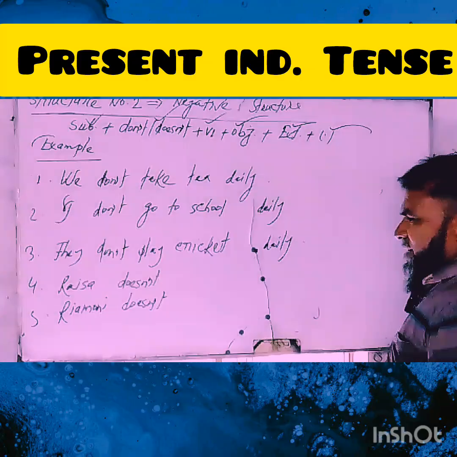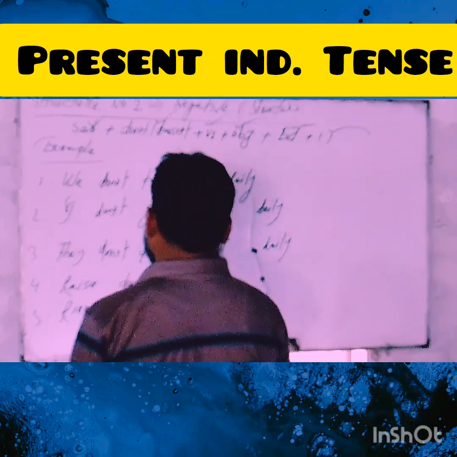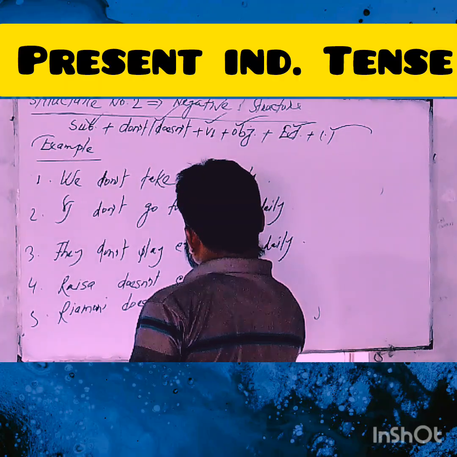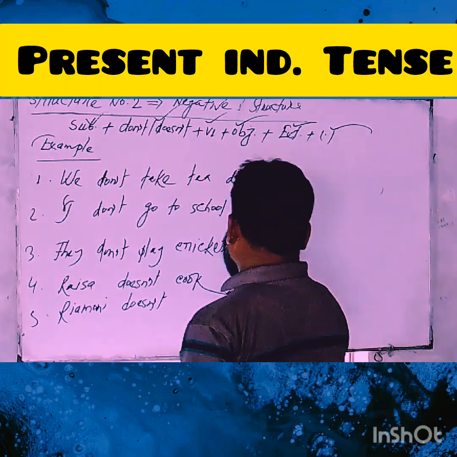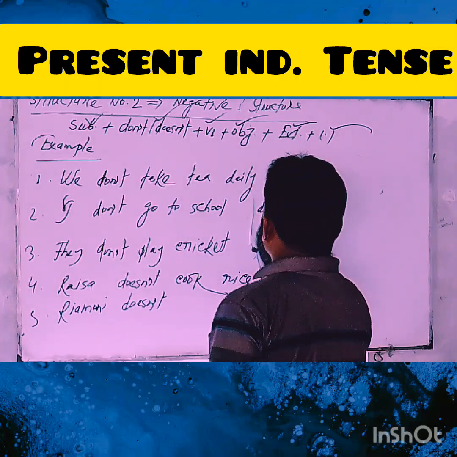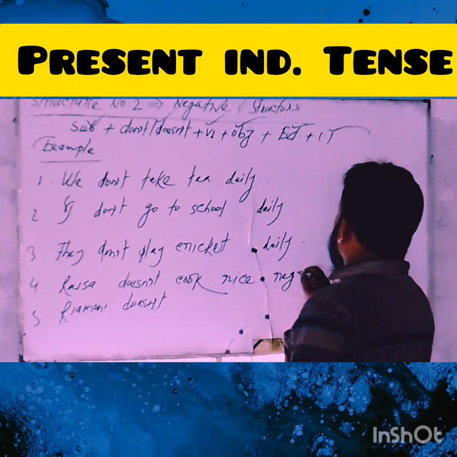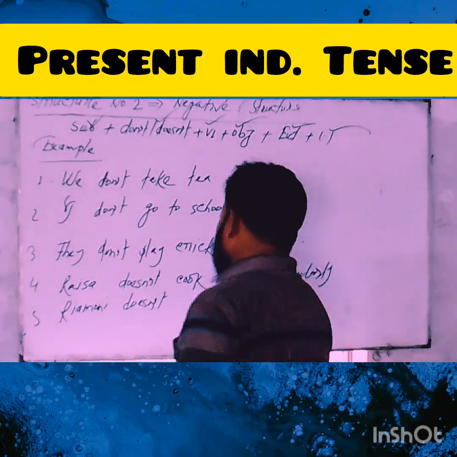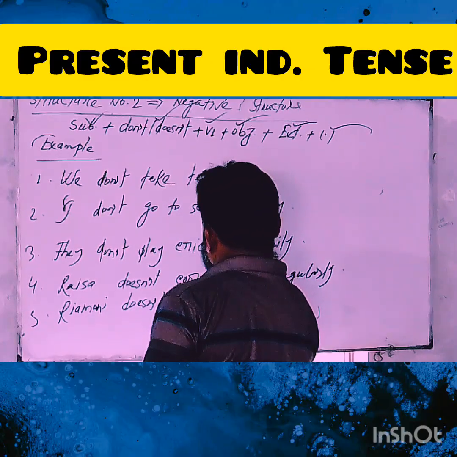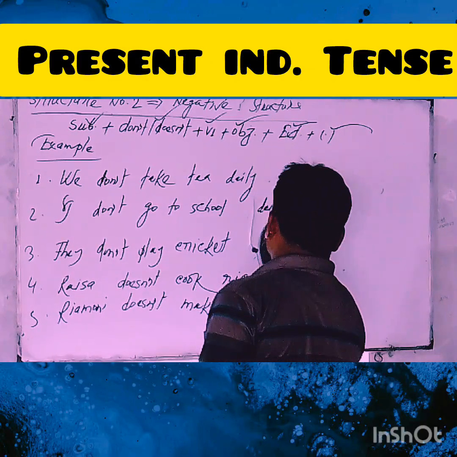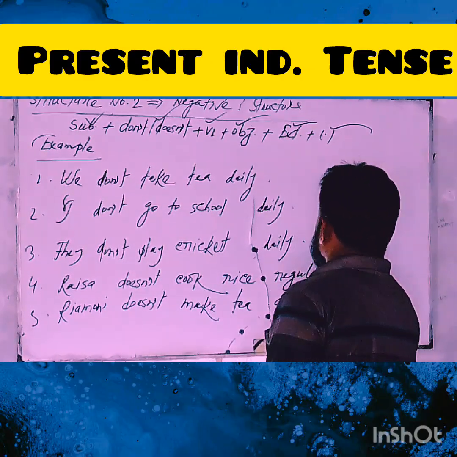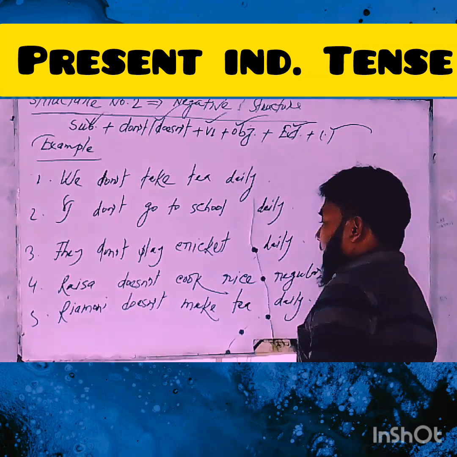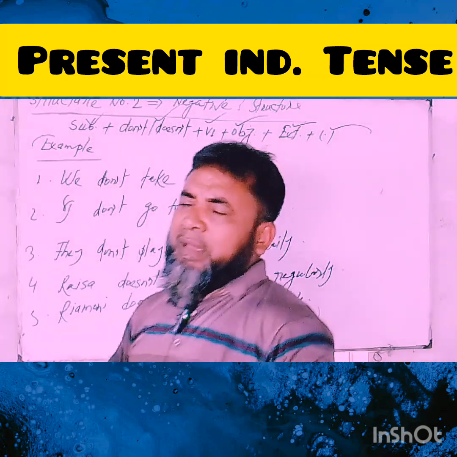Next, number 4, my dear learners: Rice doesn't, V1 form of verb cook, object rice regularly. Next, Riya Moni doesn't make cheap jelly. Okay, my dear learners.